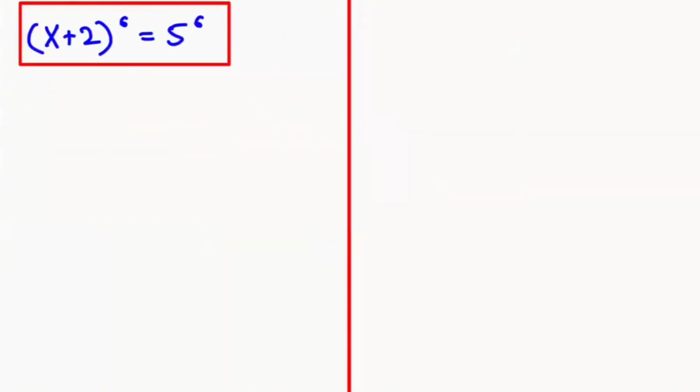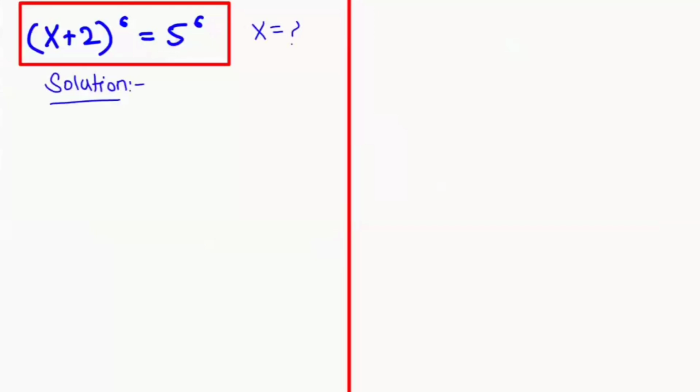Hi everyone, in this video I am going to solve this nice algebraic equation. The equation we have is (x+2)^6 = 5^6. Here we need to find the value of x. So let's start the solution.